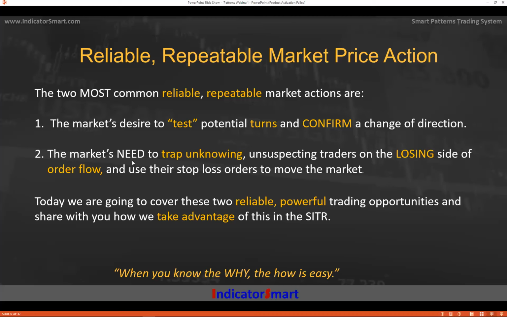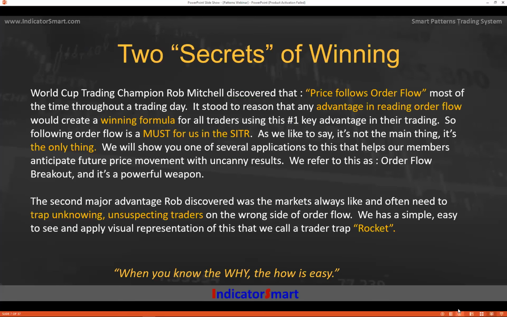The second is the market's need to trap unsuspecting traders on the losing side of order flow, and their stop losses are going to move the market against them. We're going to show you how we find those at about a 90% probability clip. And I'm going to show you just a couple of signals that we're using, market entry signals. Let's talk about signals for a second. I'm going to show you some things and show you this month. I'll show you a recap.